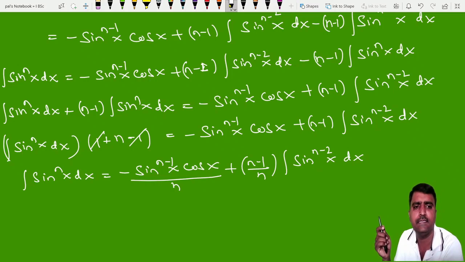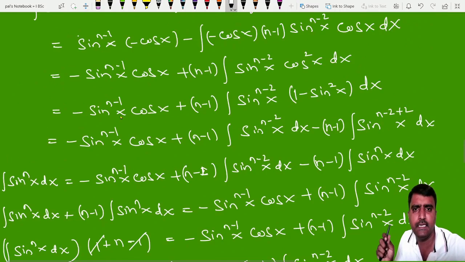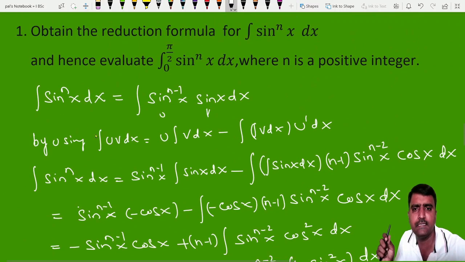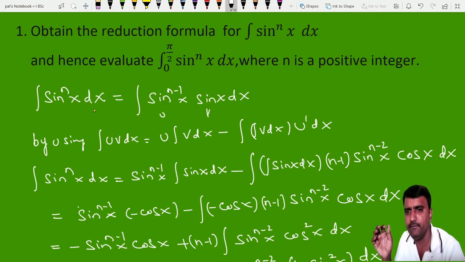Okay, so this is the integration of sine to the power nx dx. By using this you can find, or one more thing. Suppose you denote this integration of sine to the power nx dx as In.